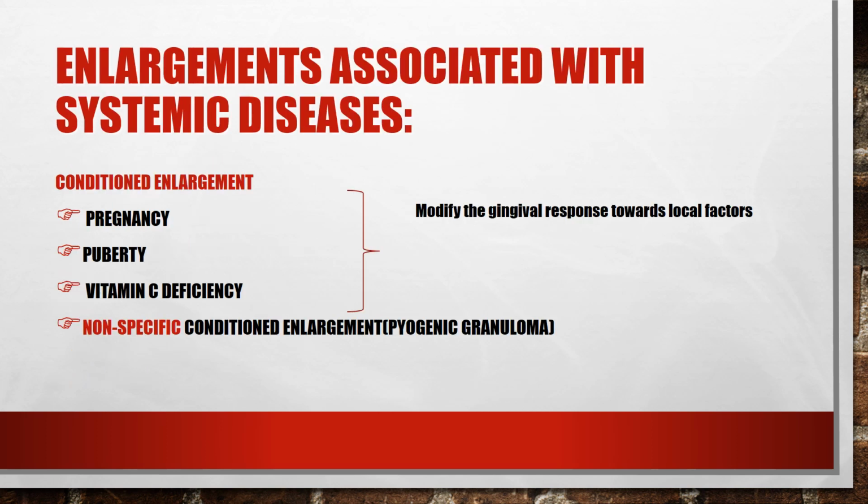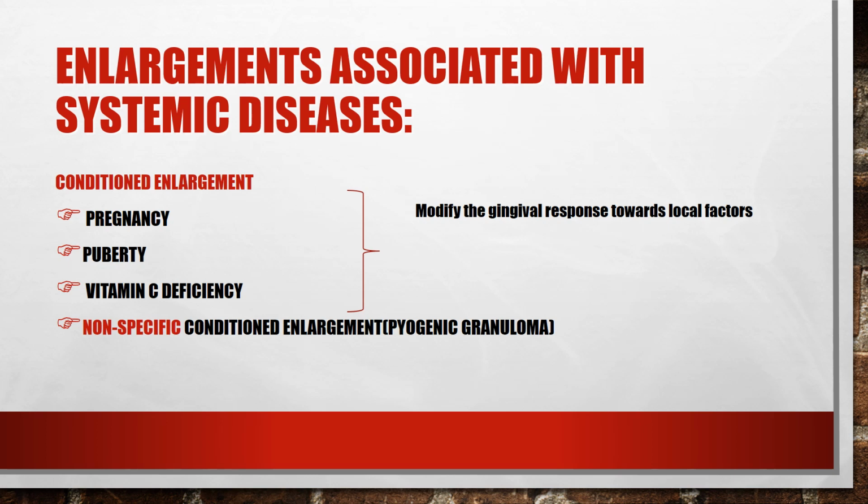Then comes enlargements associated with the systemic diseases. Many systemic diseases can develop oral manifestations that could include gingival enlargement. It could be either a magnification of the existing inflammation developed by the dental plaque, or a manifestation of the systemic disease independently of the inflammatory status of the gingiva.